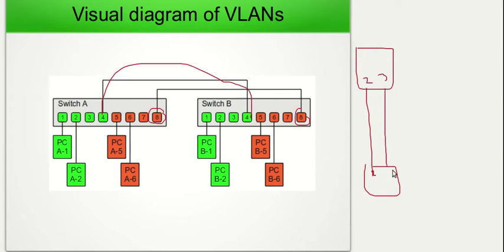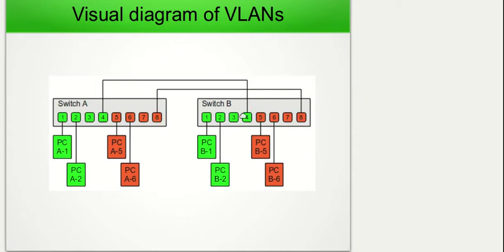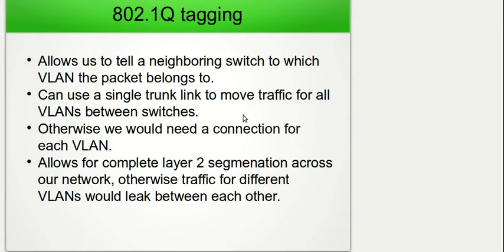So to allow inter-switch communication between devices in the same VLAN, would we have to have a link for each VLAN connecting the switches together? No, we wouldn't. And that's what we're going to talk about in the next slide. So, 802.1Q tagging. 802.1Q allows us to tell a neighboring switch to which VLAN the traffic belongs.